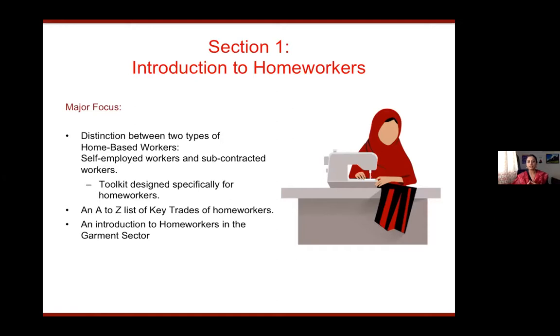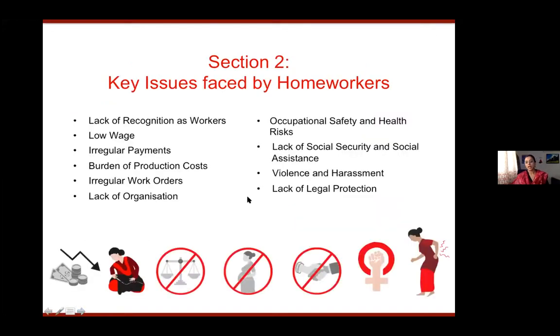In this chapter, we've also listed the different trades in which home workers work. So they work across many, not just garment sector. And then we've introduced home workers specifically in the garment sector. The second chapter is about the issues faced by home workers. Now, the first and key issue that we've listed is lack of recognition as workers. Now, this has been the key reason why home workers face so many issues.